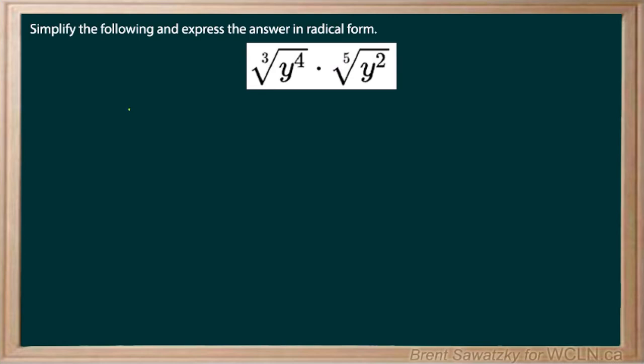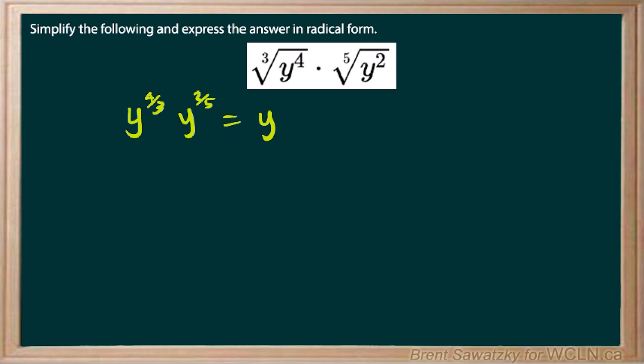Start by changing this to fractional exponents. We have a power of 4 and a cube root, and we have a power of 2 and a fifth root. Okay, so at this point, we have two numbers with the same base, and we're multiplying, so we would add the exponents. The fact that they're fractions makes it slightly annoying, but let's bring them together.